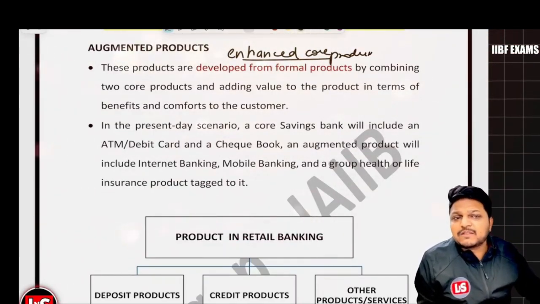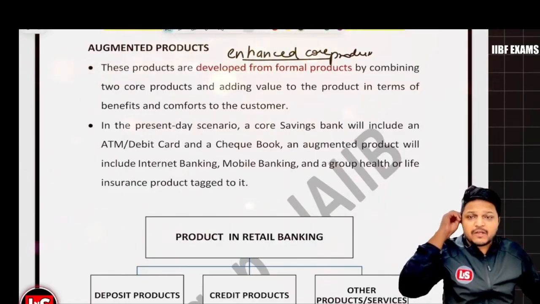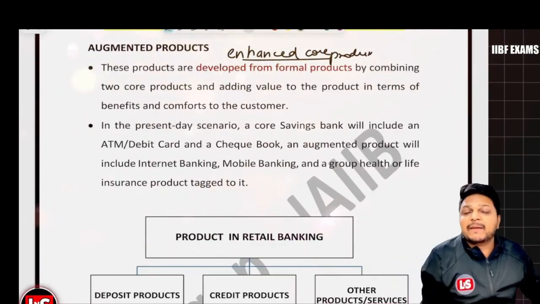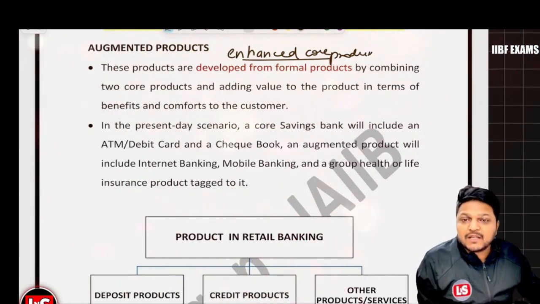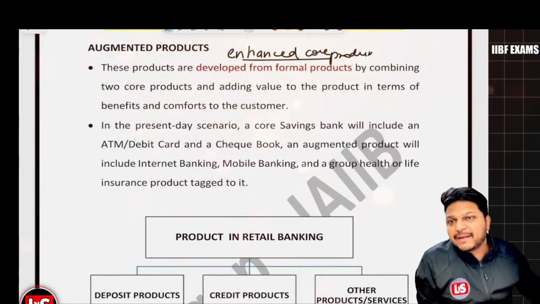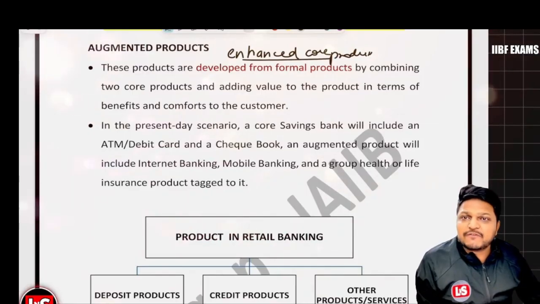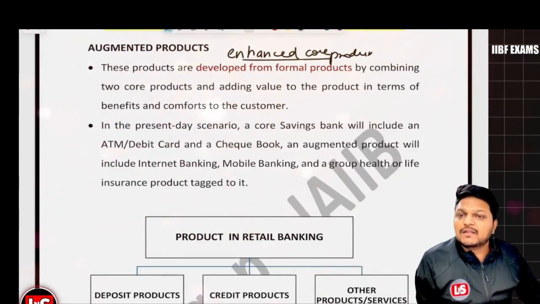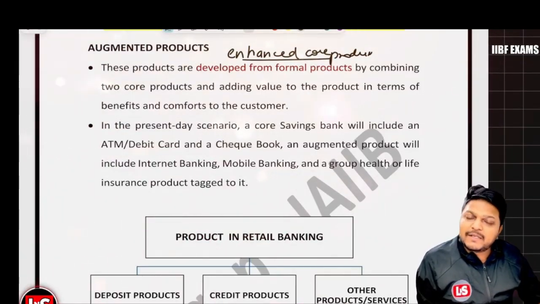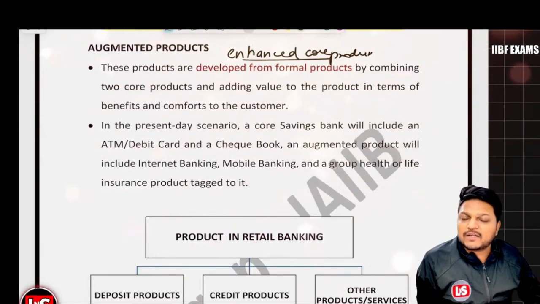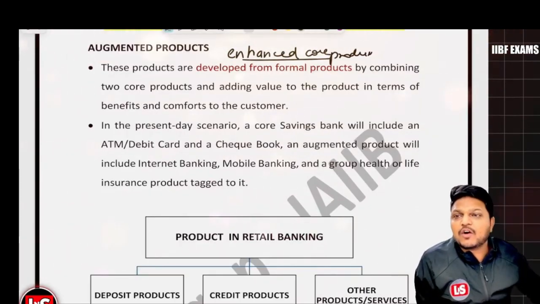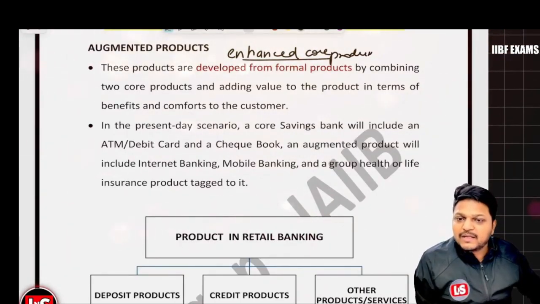So let me just give you a simple example. Now let's say if you are having a simple basic saving bank account with the bank. Now that is a core product, right? And if the bank is giving you the checkbook facility, the ATM card facility, the debit card facility, that is a core product only, right? But now let's say if the additional services are attached to it, like the doorstep banking is attached to it, then it will become what? Then it is going to become the augmented product.